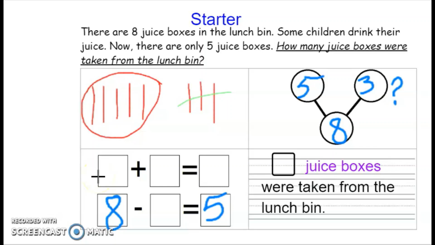Go ahead and talk to a friend or a family member. Now let's work on our addition sentences. I know that there are 8 juice boxes total. Now, going back to the beginning of our addition sentence here, some kids drink juice, so I'm going to leave this box blank. And next, I find out that there are only 5 juice boxes left.